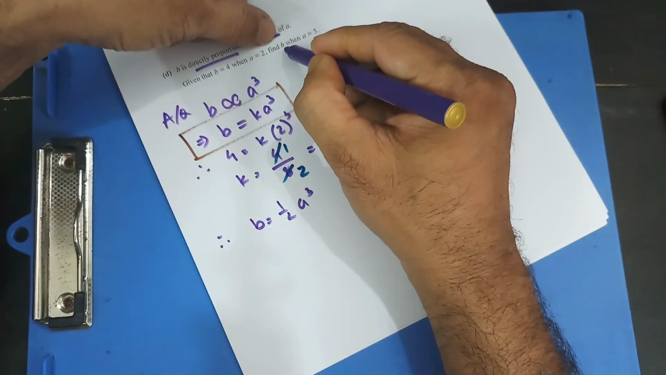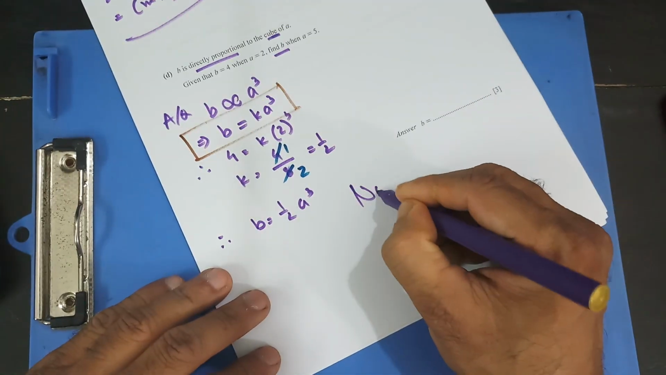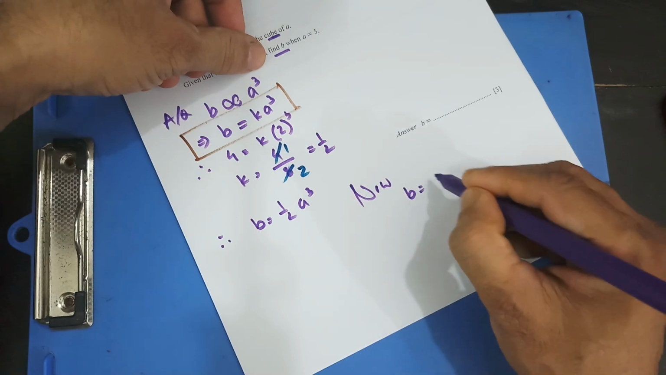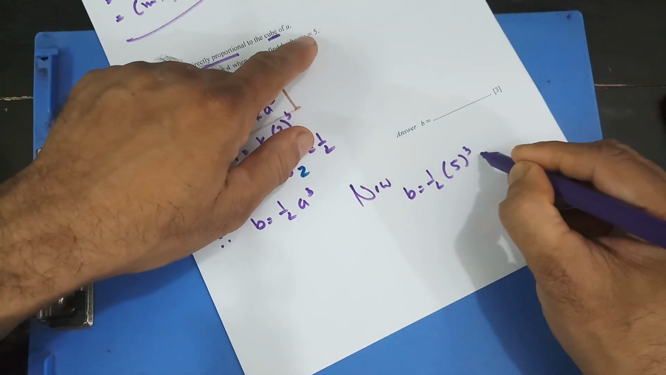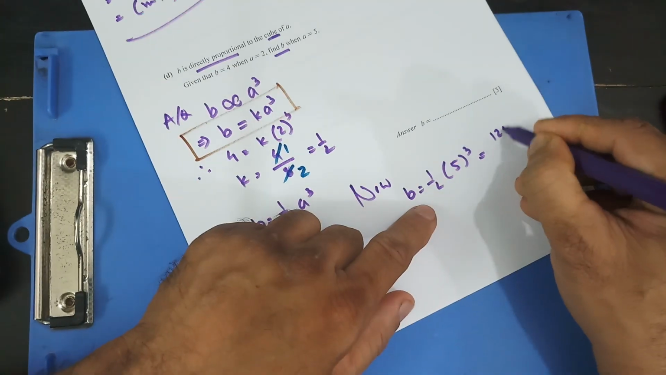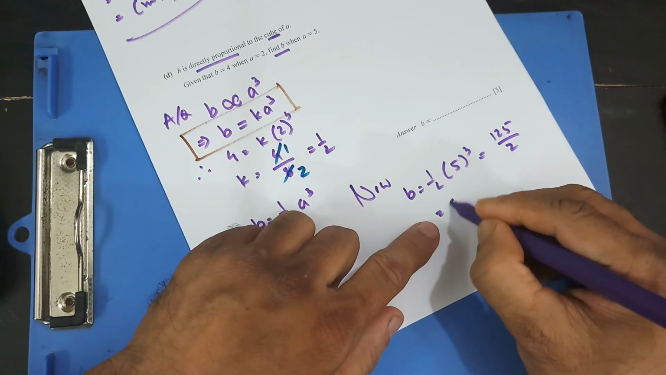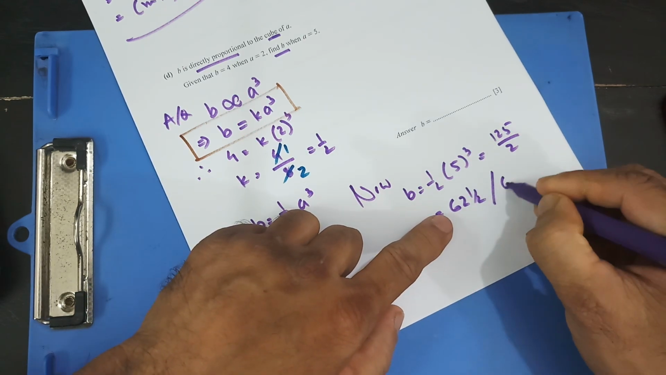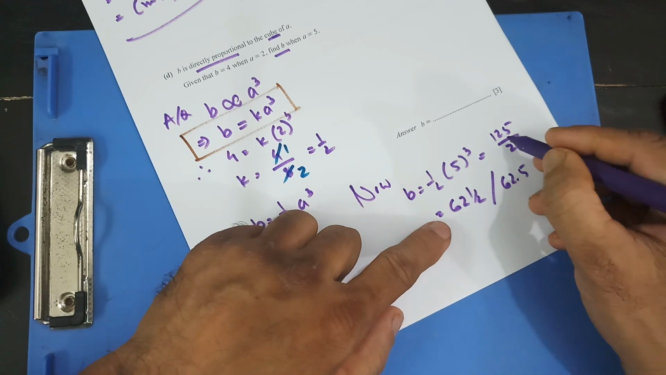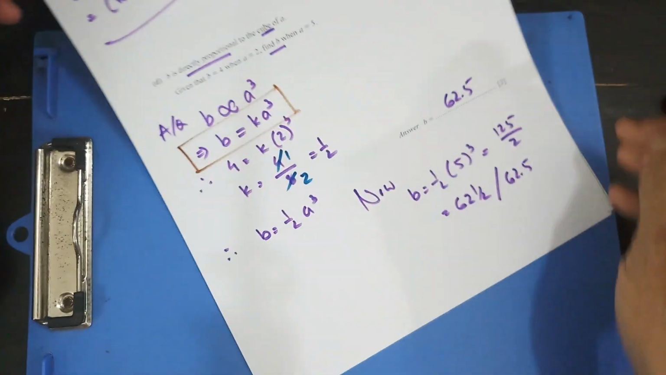Now I need to find b when a equals 5. So b equals half times 5 cubed. 5 cubed means 125, divided by 2. It can be like that, or it can be 62 and a half, or it can be 62.5. Okay, so I'm going to write down 62.5.